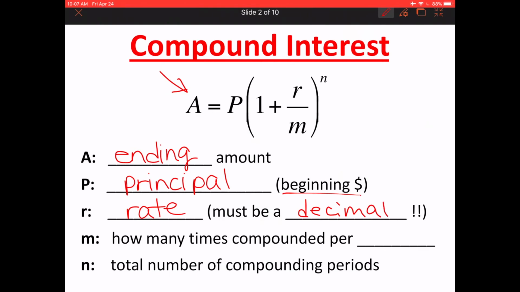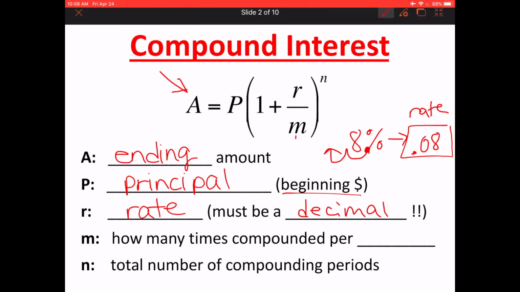So if for whatever reason we're told that the compound interest rate, let's say, is 8%, to turn that into a decimal, remember we have to move the decimal point 2 places to the left. So we would really write the rate as 0.08. Okay, guys? So please keep that in mind. We always have to turn our rates into true decimals.